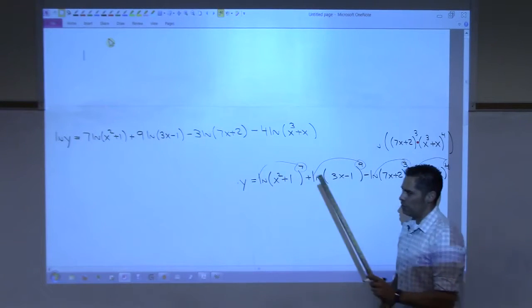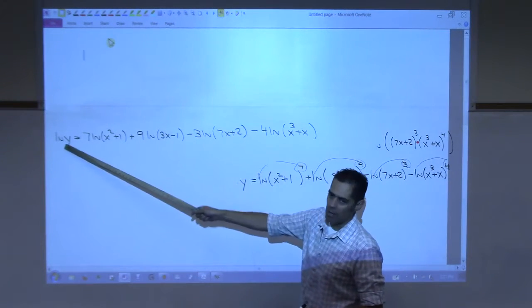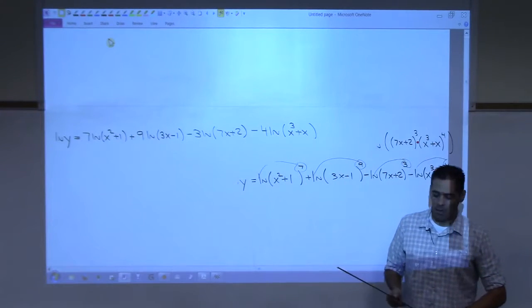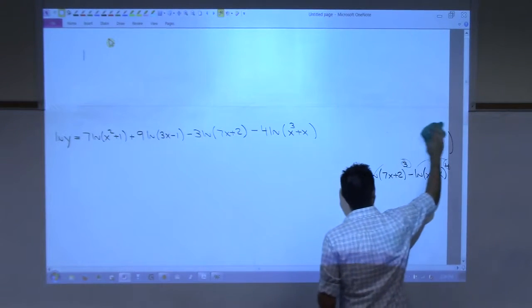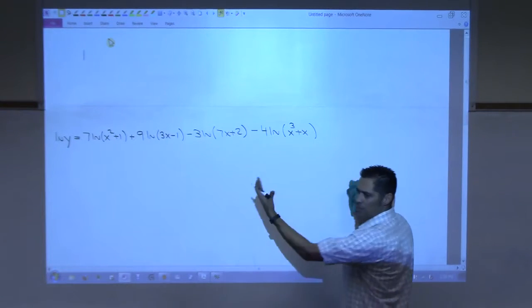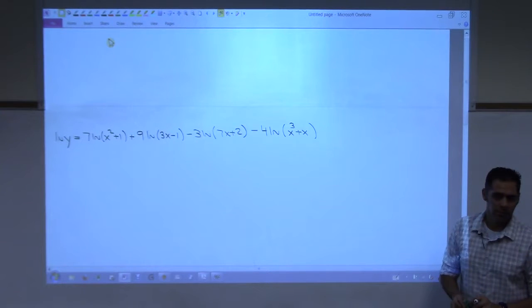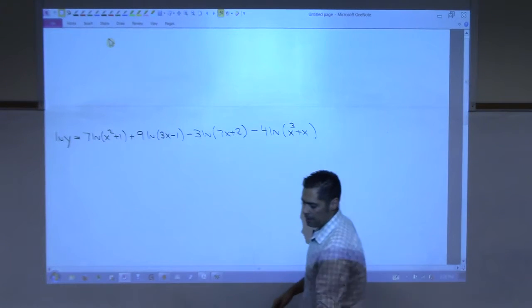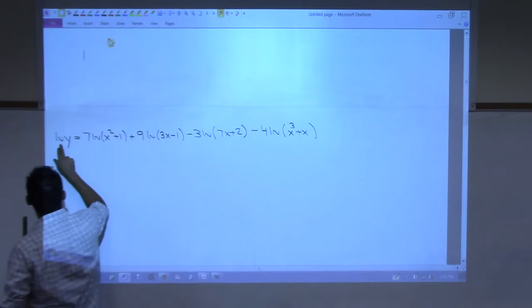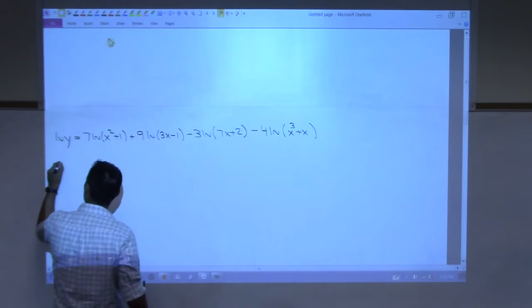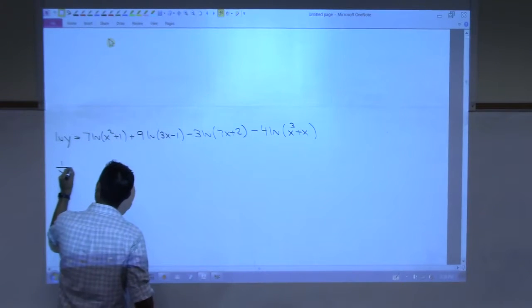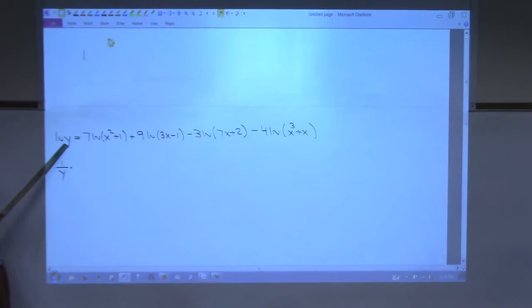But we do have one issue. The other side is natural log of y. So what we're going to do is implicit differentiation. We're going to take the derivative of both sides with respect to x. What is the derivative of the natural log of something? 1 over that something, times the derivative of what's in here. What? dy/dx, or y prime.